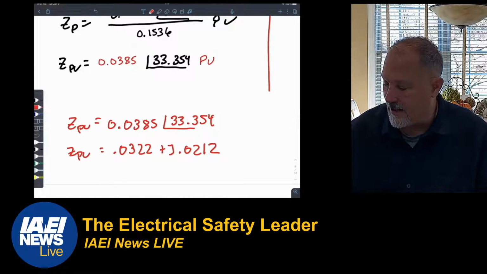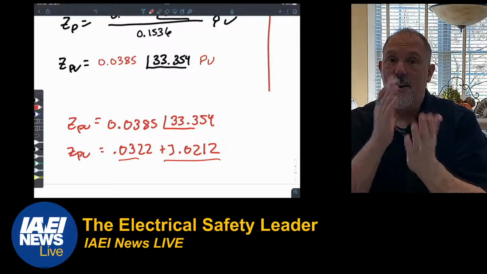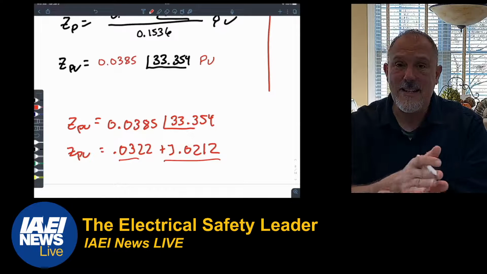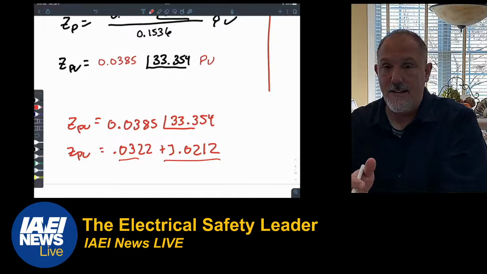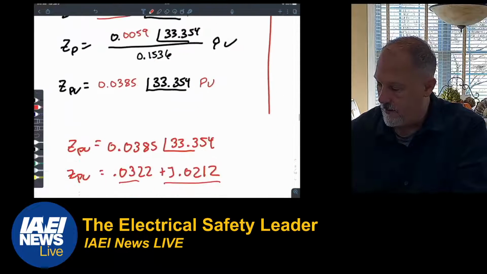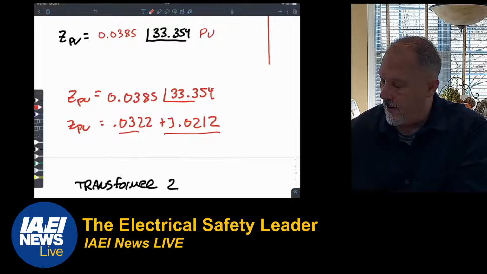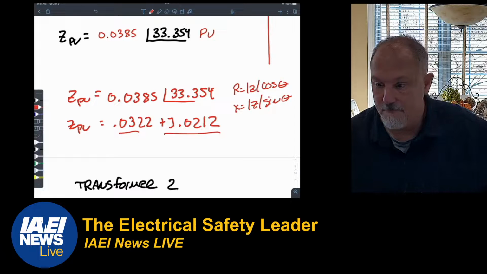And then I can convert that to rectangular. How do I convert it to rectangular? Z times cosine theta is R. Z times sine theta is X. So the R is equal to the magnitude of Z cosine theta. X is equal to the magnitude of Z sine of theta. And that's basic trig. Piece of cake.